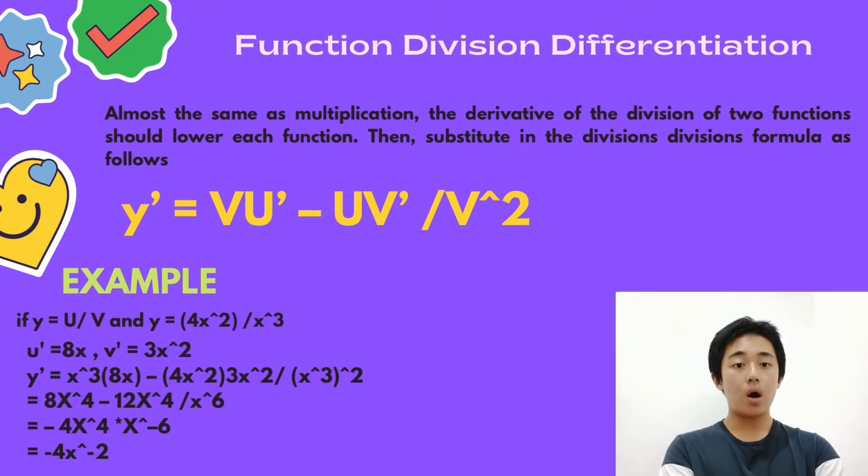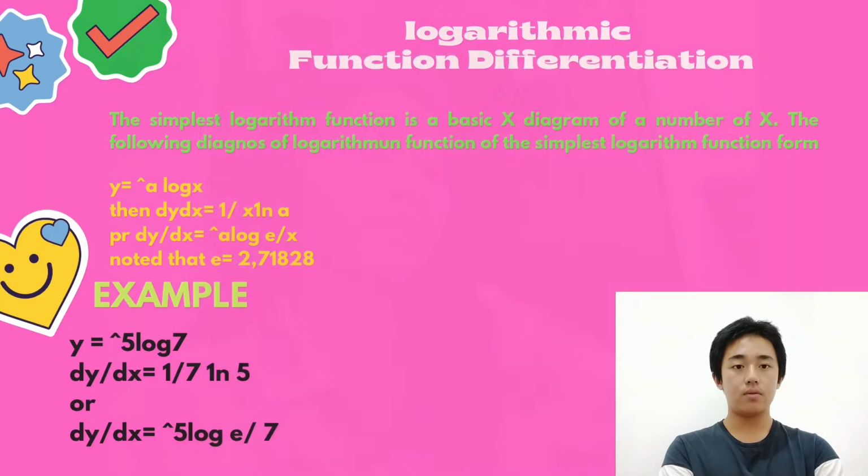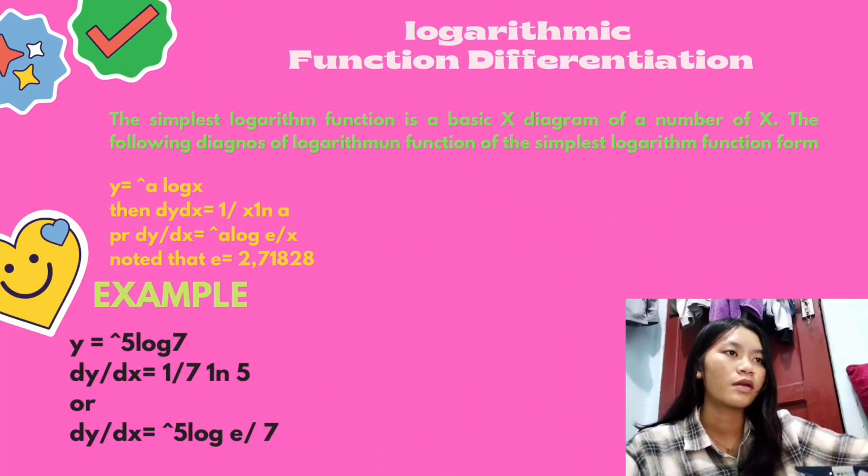So the y derivative, or the y prime, is negative 4x to the power negative 2. Number 9. Differentiation of logarithm function.